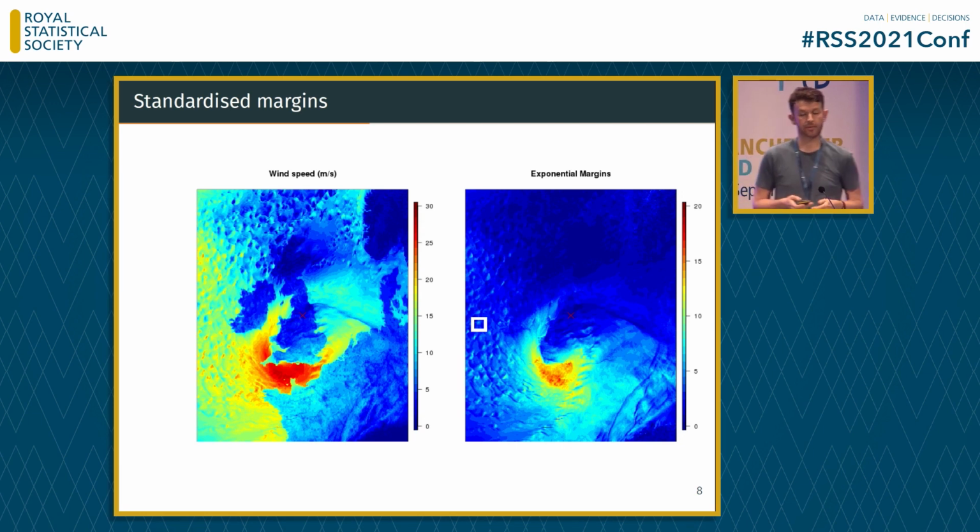Just to give you an example of the effect of this, on the left is a snapshot of the Great Storm that I mentioned earlier on. And on the right is the corresponding snapshot transformed onto exponential margins. What we see is that we've transformed from an absolute observational space to a more relative storm space, if you like. And we've removed the land-sea contrast completely from the data. So we now have a much smoother structure to work with, which is quite convenient.